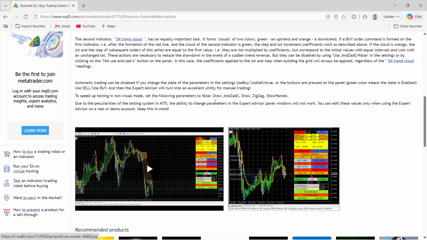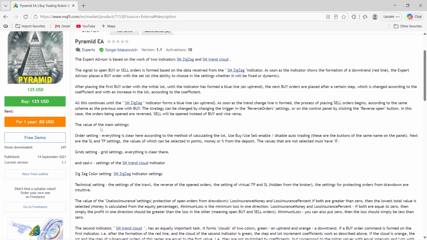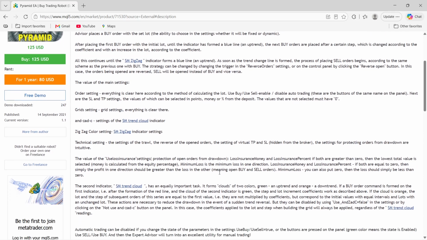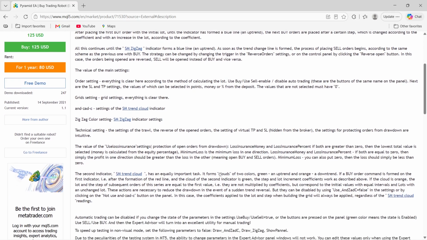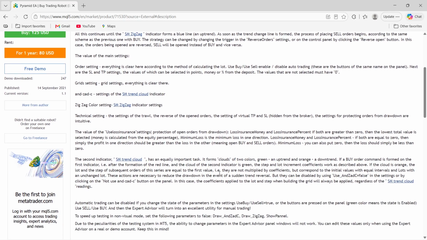So basically, for the features, okay, so we have main settings. The developer highlights a lot of customizations, and you get fixed or dynamic lot sizing, adjustable step distance with multipliers, and full control over the cloud filter. There are basket level exits, insurance thresholds, and trailing stops.